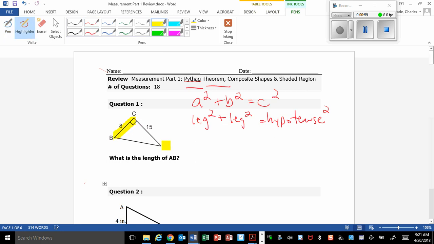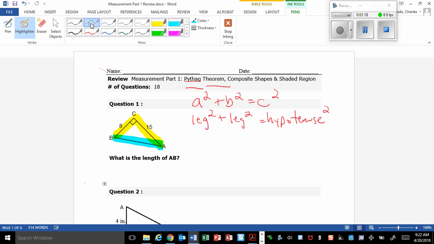So if you have both legs, now remember the legs are where they meet to form the right angle. Okay, so here's your right angle symbol, and it's the two lines that meet. The hypotenuse is the side opposite, right there, the longest side.